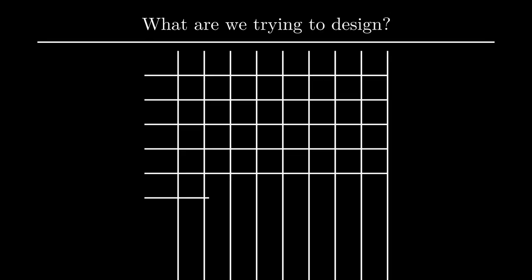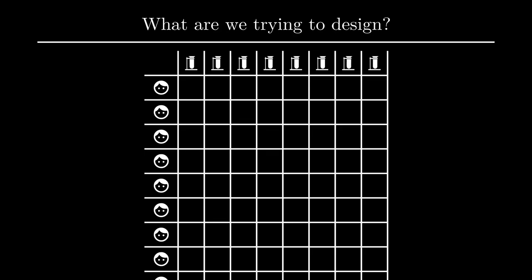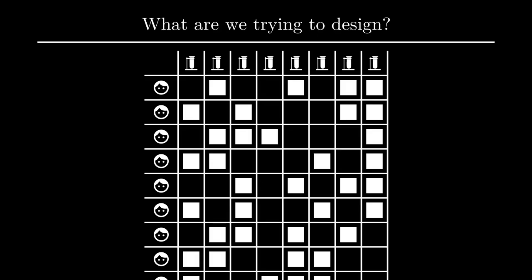So what is it we're trying to design? We want to come up with a set of pooled tests, which we'll specify in the form of this table. Each row represents one person. Each column represents one pooled test. In the first column, we specify which people's samples are going to be included in the first pooled test. By specifying the samples for each column, we have specified exactly what our pooled tests are going to be.